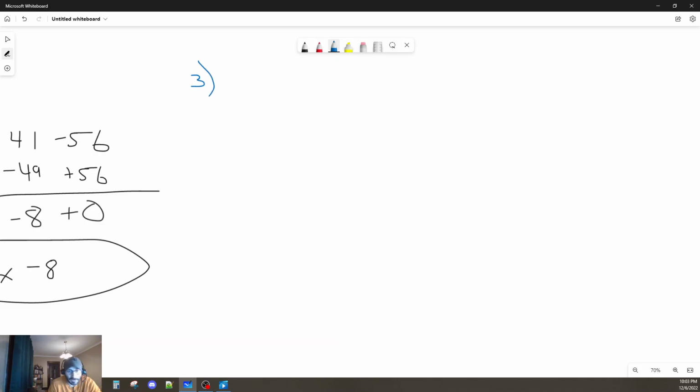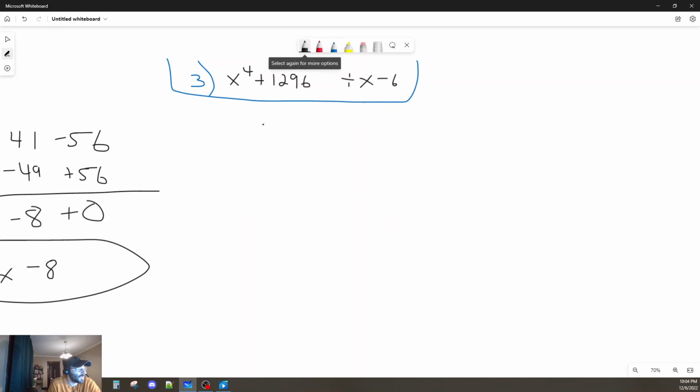Okay, number 3 is x to the 4th plus 1296 divided by x minus 6. Alright, so if you look at your friend's paper, he's got all those zeros there. It's because this starts with x to the 4th, but I don't see an x to the 3rd, x squared, or an x. You got to take into account all those.